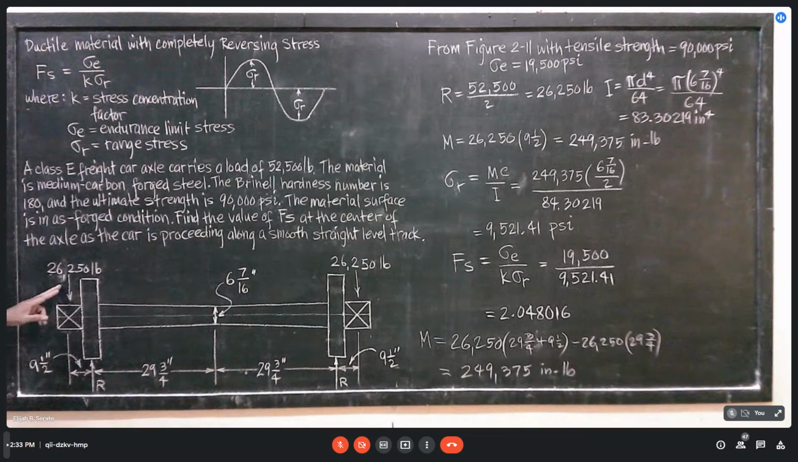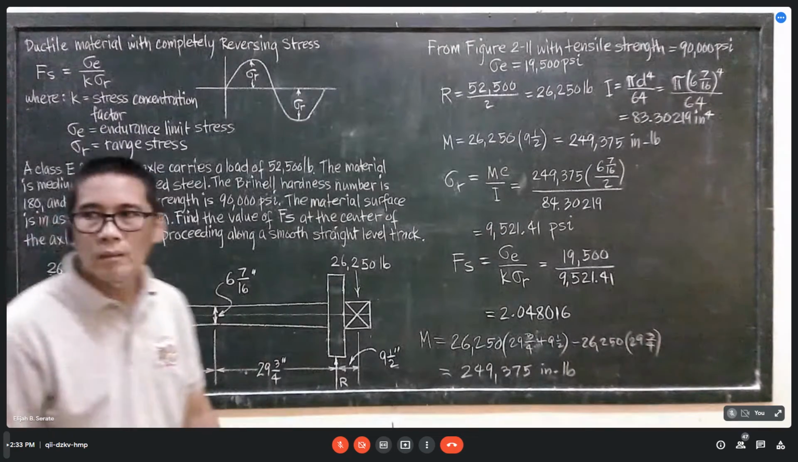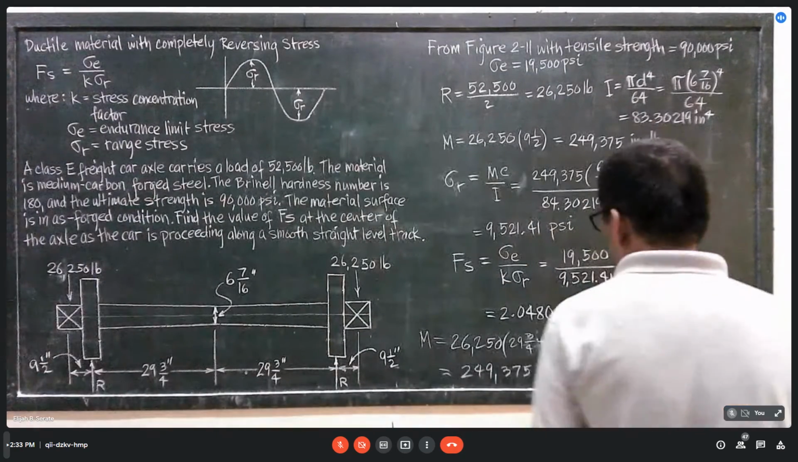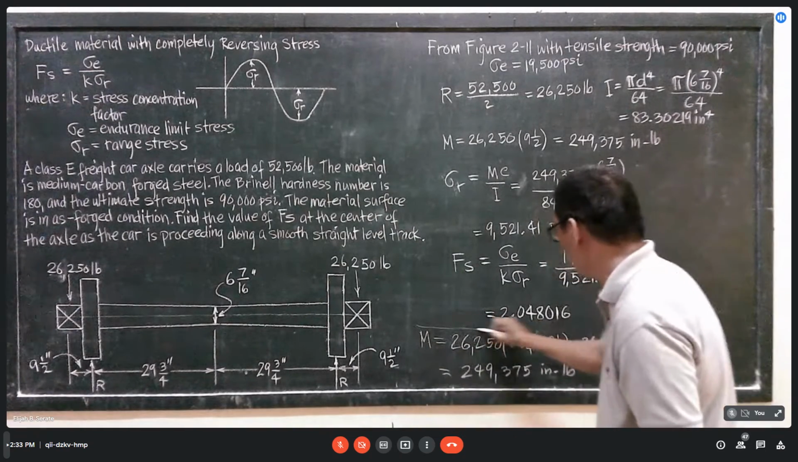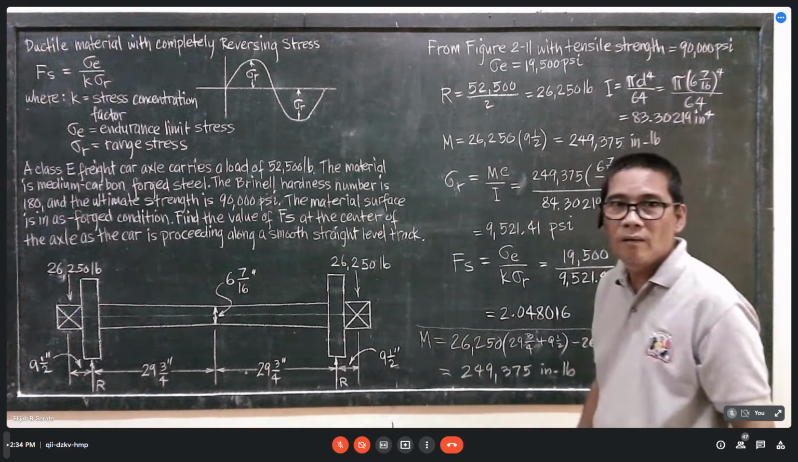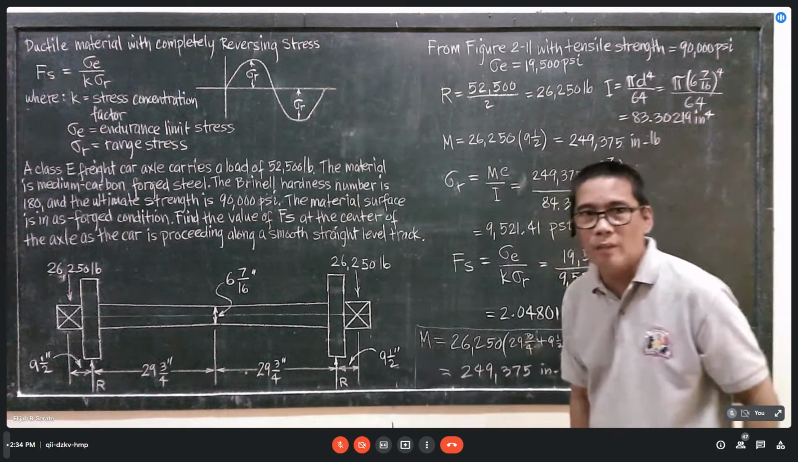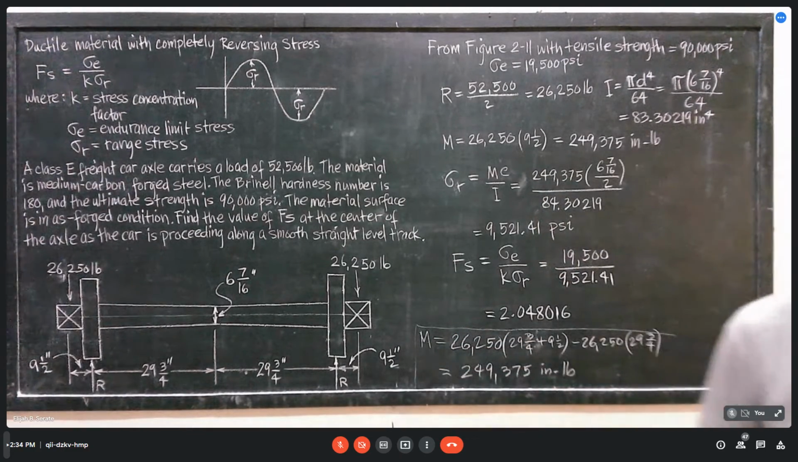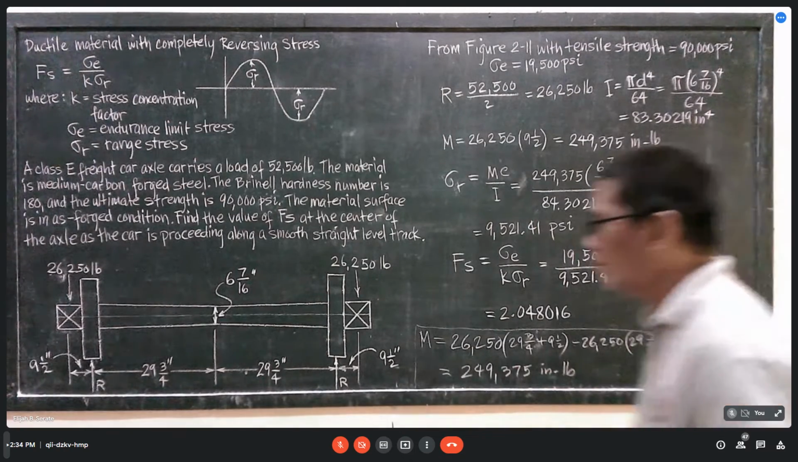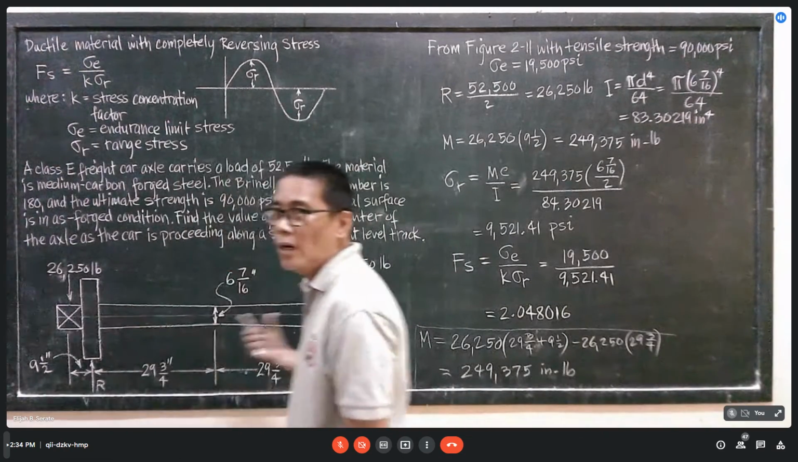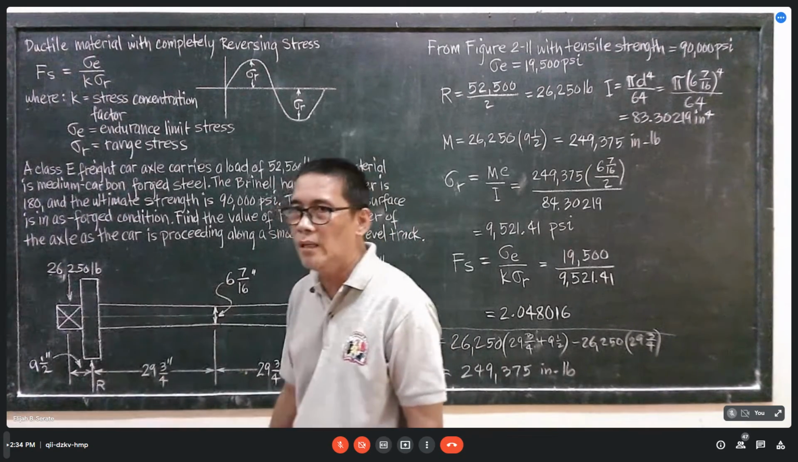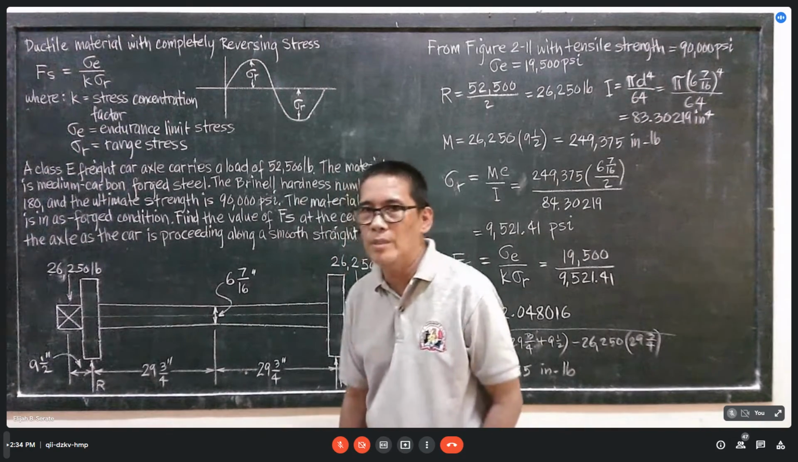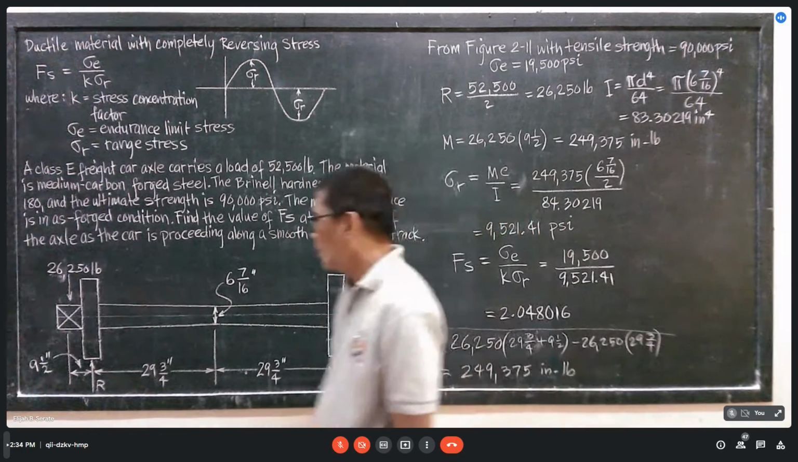Which is 26,250 times their distance. But of course, this is how it is supposed to be if you do not know what is a couple. But since I know that the moment of a couple is equal, taken anywhere, the moment is still the same. So wherever you take it, the moment is still 26,250 times its distance between the two, 9.5.